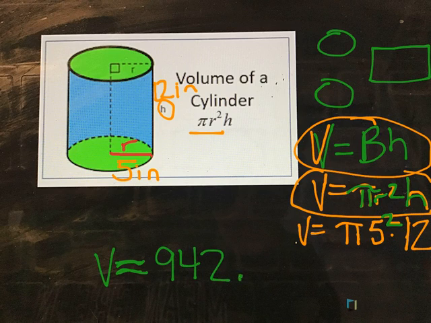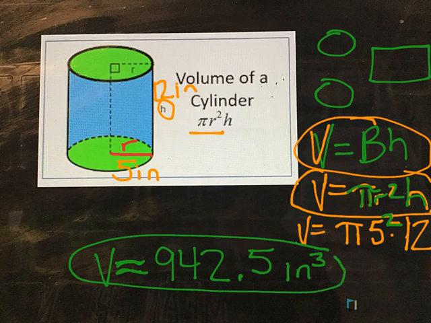942.477. So we're going to call it 942.5 inches cubed. Inches cubed, and that is my answer. That is the volume of that cylinder above. Because again, start off with generic. Volume equals capital B times H. That capital B stands for area of the bottom shape. Our bottom shape is a circle, which is pi r squared, times the height of that 3D shape.